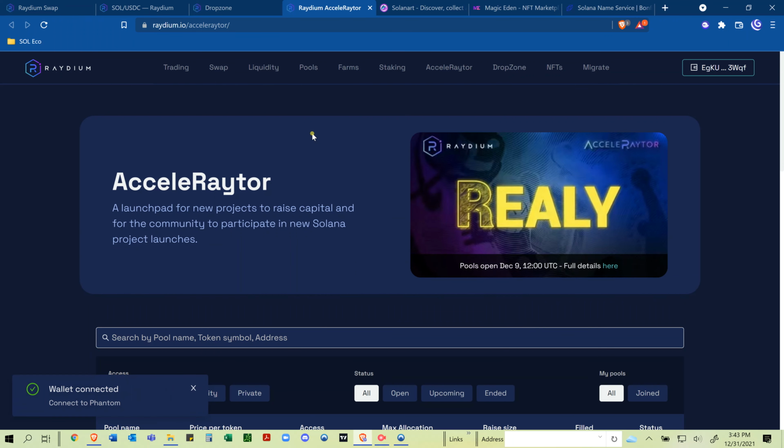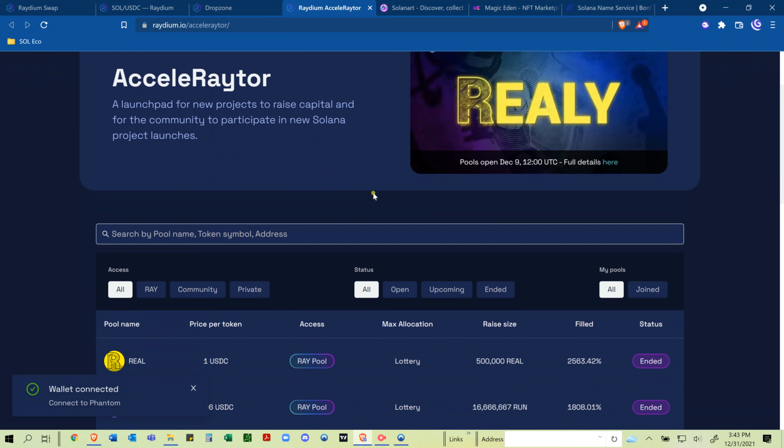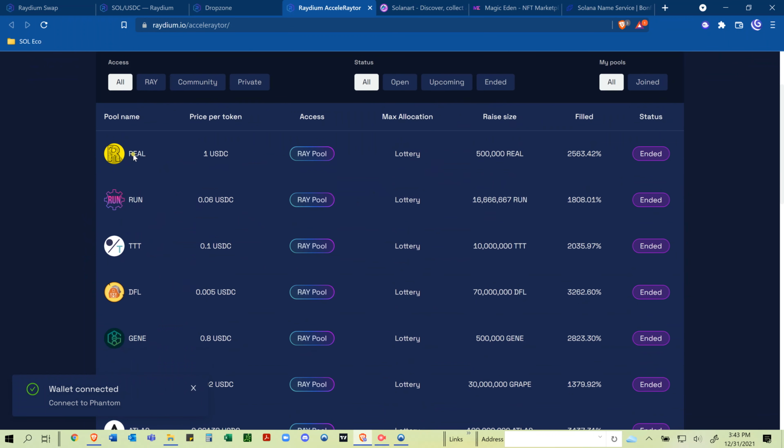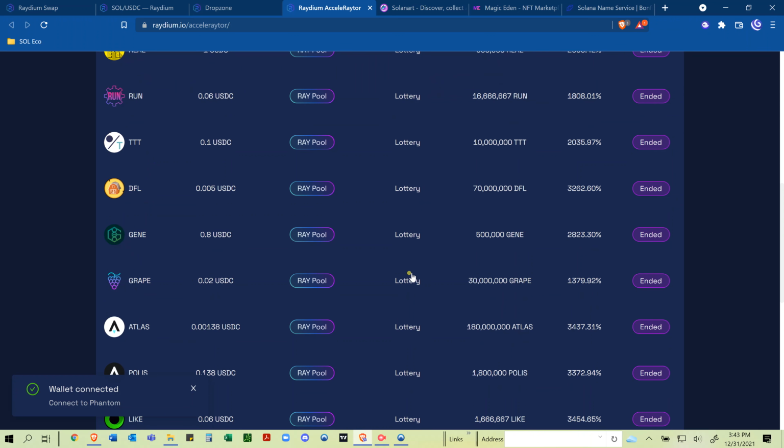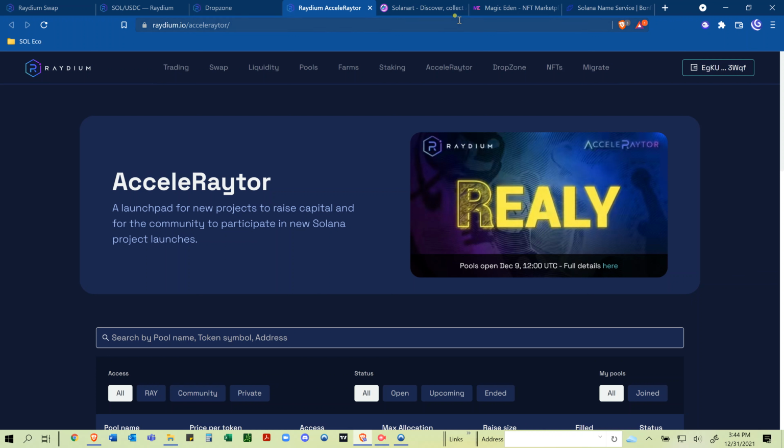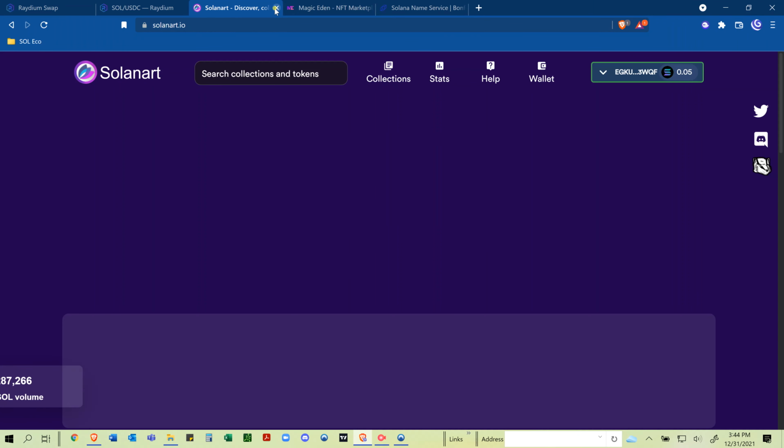There's also the accelerator. If they're launching any new tokens, or anybody is, then you go over there, and it's the same type of thing. Usually Raydium is going to require you to have Raydium staked in order to qualify for these accelerators. We've got Real, Run, TTT, all of these here, and the cost per token when it's launched. I tried to do Atlas and Polis, but I did not get that, unfortunately. Big Star Atlas fan. Anyway, that is Raydium. Lots of cool stuff. You guys are smart people, guys and girls, excuse me. Check it out, play with it.